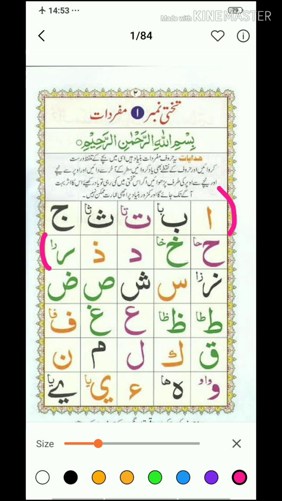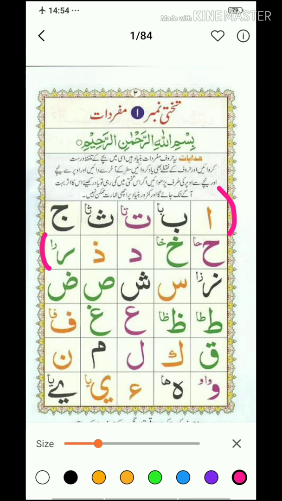But before continuing, let me pronounce the first 10 letters again. Those who have missed my first part, you can watch it and make your basics strong, because the first part is very important for all of you before jumping to the next part.